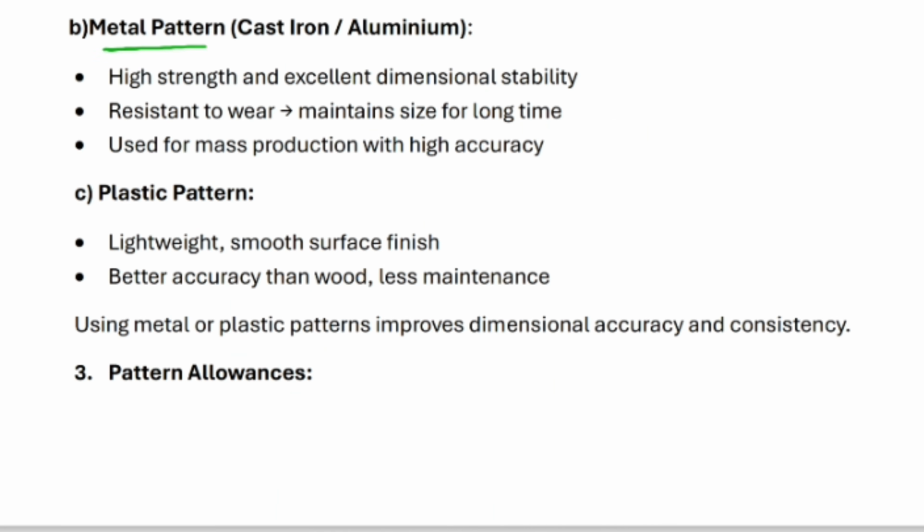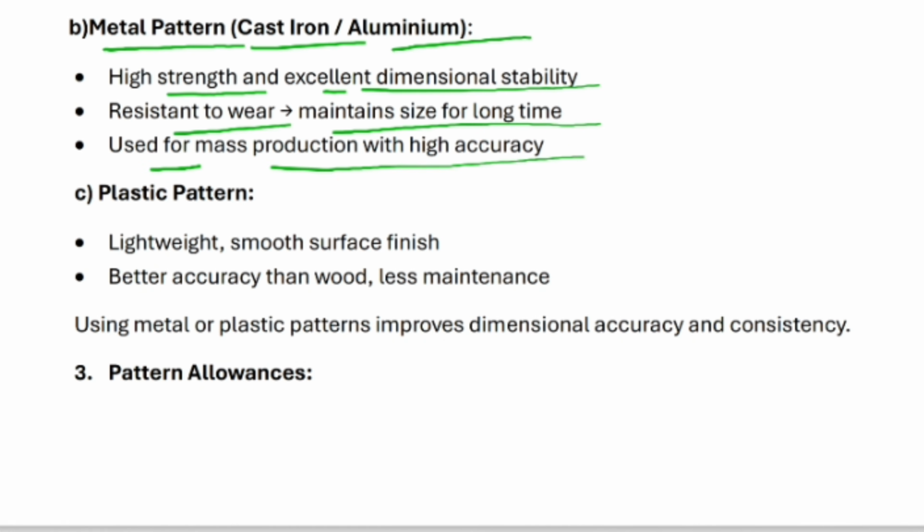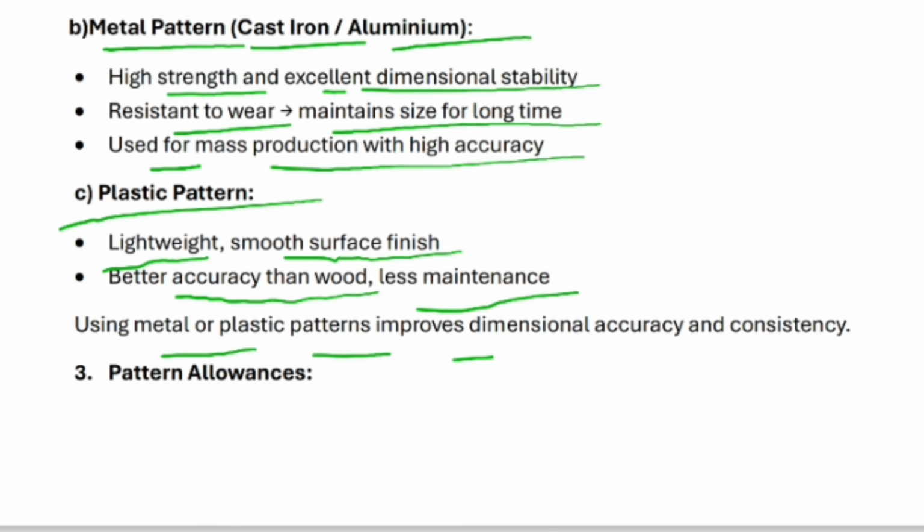Next are metal patterns, in which we use cast iron and aluminum. They have high strength, excellent dimensional stability and resistance to wear, maintain size for a long time, and are used for mass production with high accuracy. Coming to plastic patterns: lightweight with a smooth surface finish, better accuracy than wood and less maintenance. Metal and plastic patterns improve dimensional accuracy and consistency.